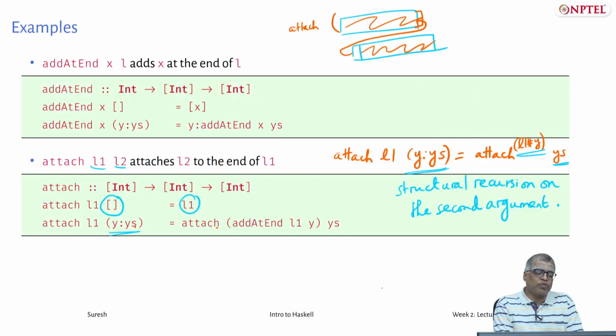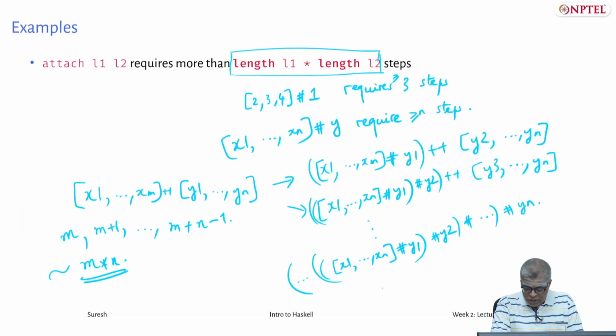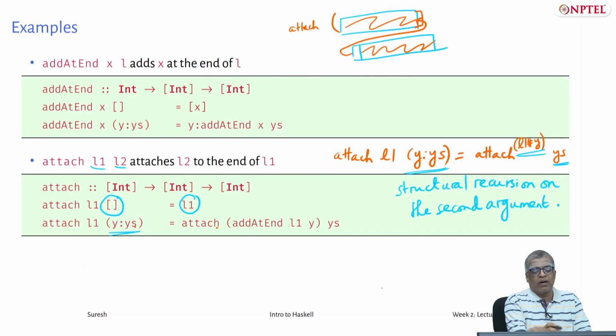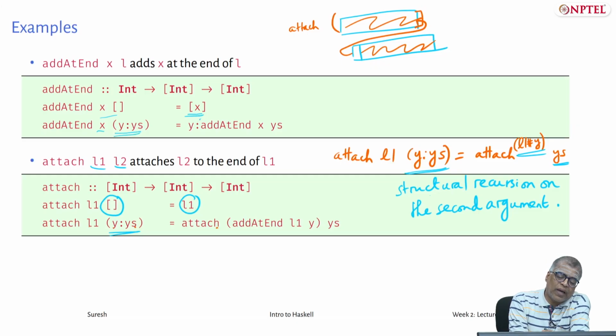And then we looked at a bunch of functions. Here was one function we looked at, add at end. You wanted to add an element at the end of a list. If you want to add x to the end of the empty list, you just get the singleton list consisting of just the element x. If you want to add x to the end of y followed by ys, you add x to the end of ys, and then you put back y in front of it.